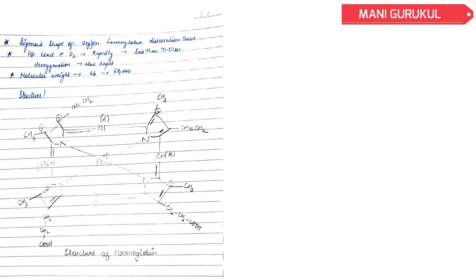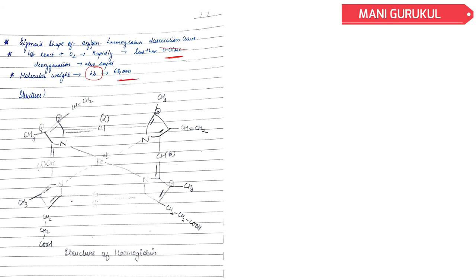The oxygen-hemoglobin dissociation curve is sigmoid in shape. Hemoglobin reacts with oxygen very rapidly, in less than 0.01 seconds, and deoxygenation is also rapid. The molecular weight of hemoglobin is 68,000.